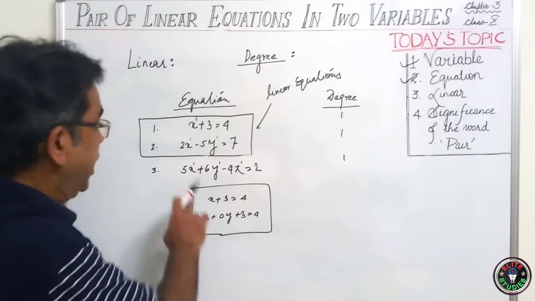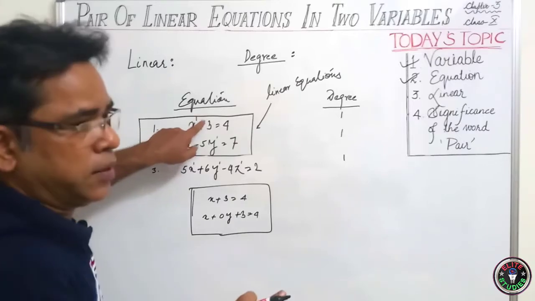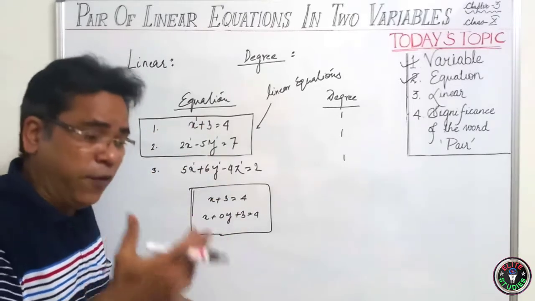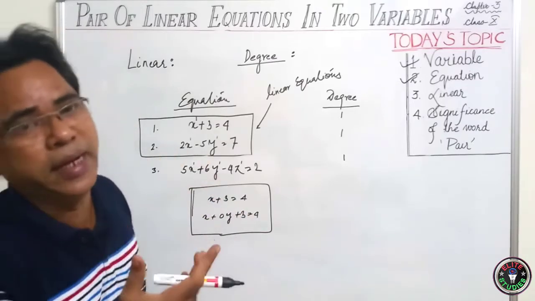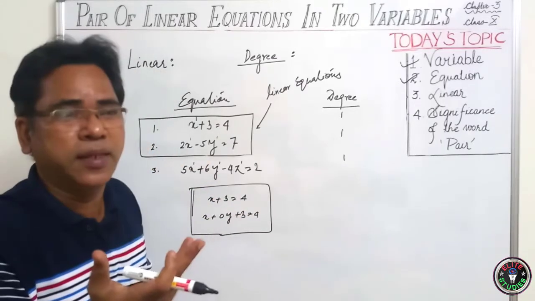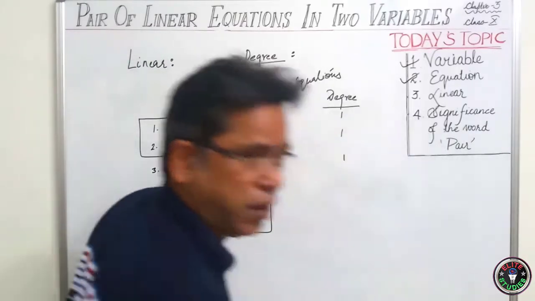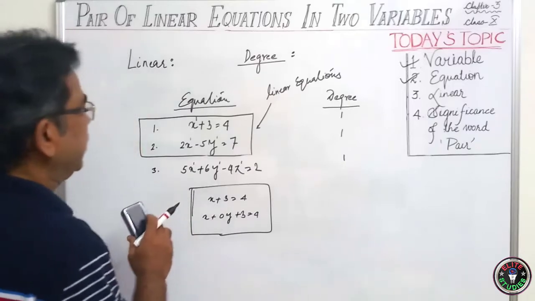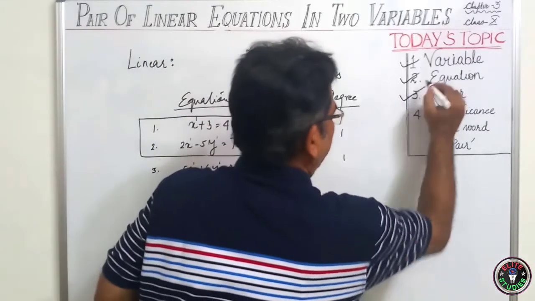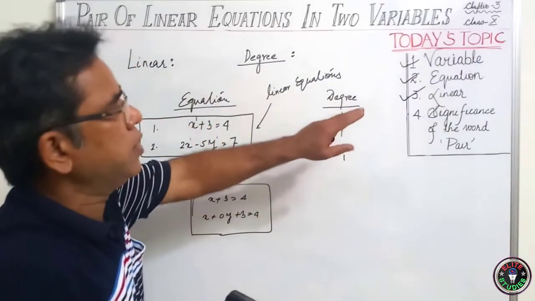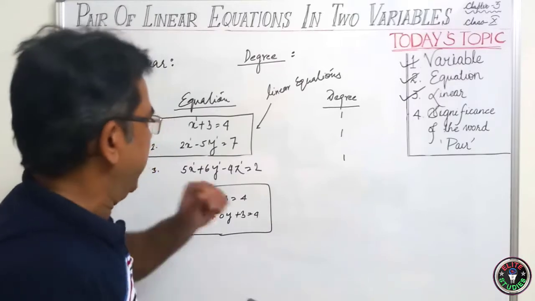Here the most important thing you have to understand is the power. Because as the power increases, the difficulty or the complexity of the equation increases. A quadratic equation is more complex than a linear one. A cubic equation is still more complex. So the degree is a very important parameter of an equation. So this is all about linear. I will again repeat, linear equations are those equations which have degree 1.